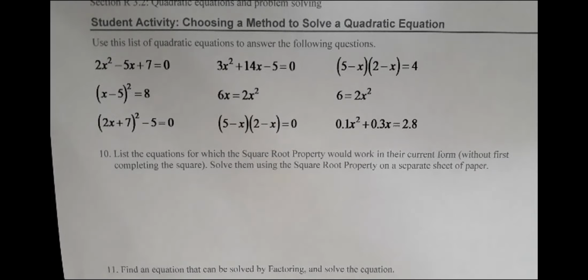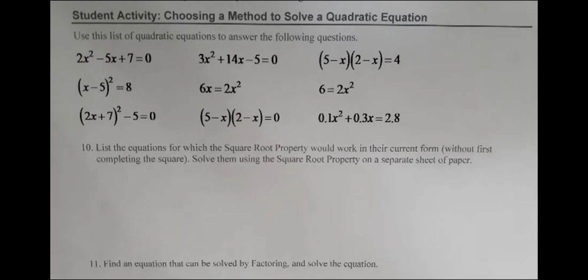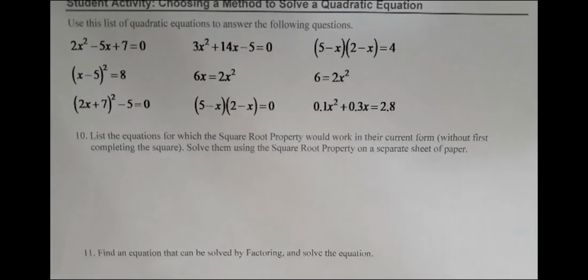So number 10, so this is a student activity. So hopefully you're looking at these and trying to do them before I get to them. Number 10 says list the equations for which the square root property would work in their current form. So without completing the square. So what is set up for a square root property is what they're asking in that first one. Okay, so the first thing they're asking for is to look for the ones that look like they're set up for square root properties.